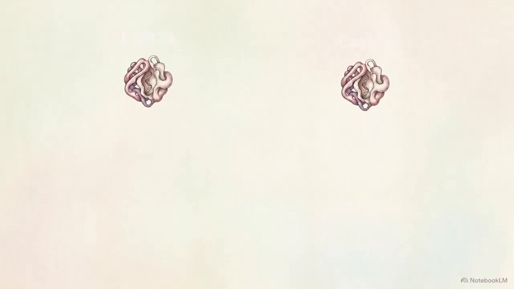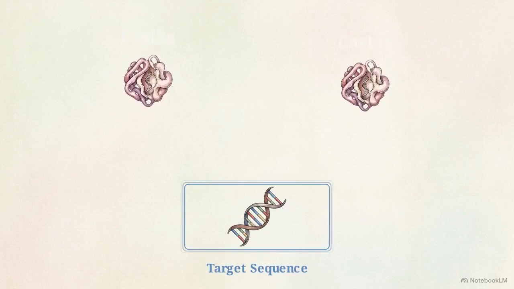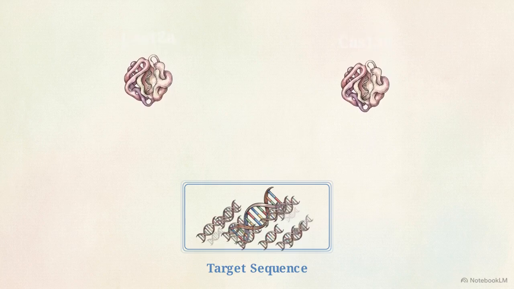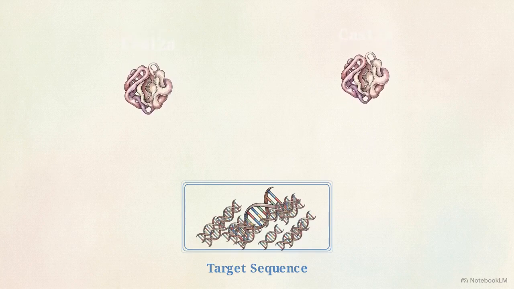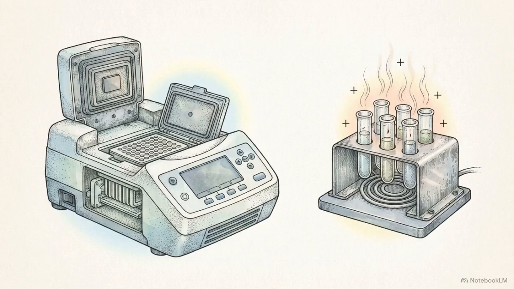These platforms rely on DNA or RNA targeting nucleases, primarily Cas12a or Cas13a, paired with an initial isothermal amplification step, like recombinase polymerase amplification. Because this amplification is isothermal, it operates at a constant temperature. This eliminates the need for expensive thermal cyclers, requiring only a basic heating block.